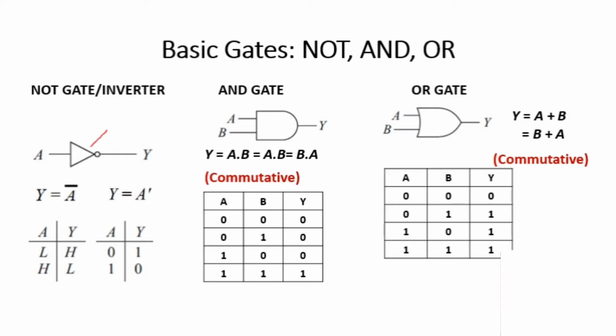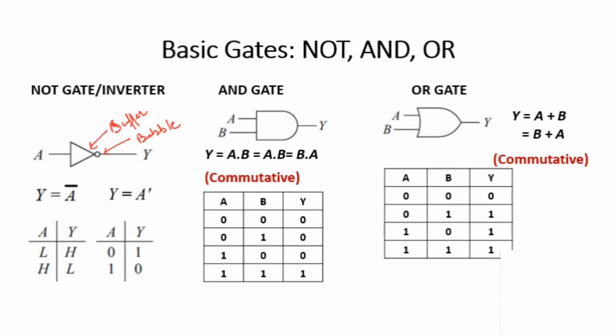This triangle is related to the buffer action. So this triangle is responsible for the buffering action. By buffering, I mean that there will be no change between the input and the output. And this hollow dot is known as a bubble. This bubble is responsible for inversion.